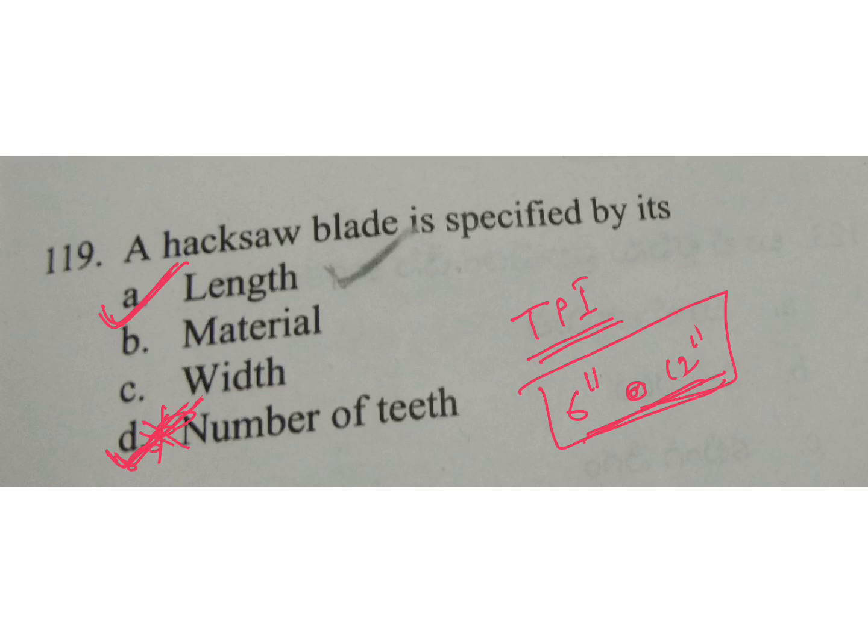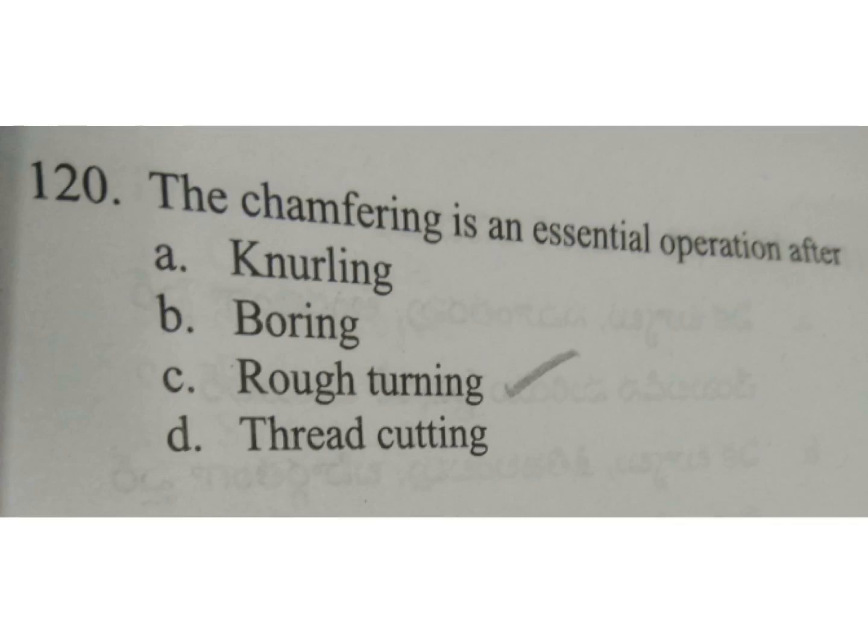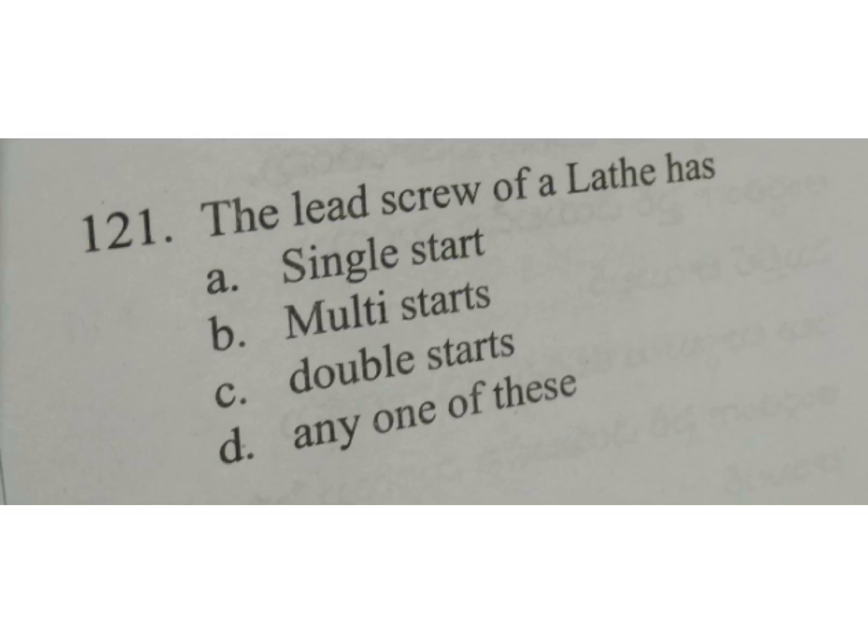The chamfering is an essential operation after: A, knurling; B, boring; C, rough turning; D, thread cutting. After thread cutting we do chamfering. The lead screw of a lathe has: A, single start; B, multi-start; C, double start; D, any one of these. D is the answer, any one of these.